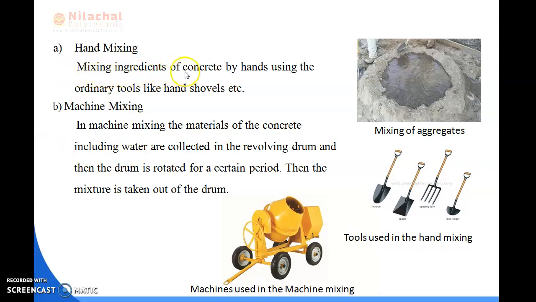Hand mixing is mixing the ingredients of concrete by hand using ordinary tools like hand shovels. These are the tools used in our hand mixing method, and here you can see that by hand we mix all the aggregates. In machine mixing, the materials of the concrete including water are collected in a revolving drum, and that drum is rotated for a certain period, and then the mixture is taken out of the drum. Here you can see the machine used in machine mixing. This is a revolving drum where we place all the materials, and the mixture is taken out.